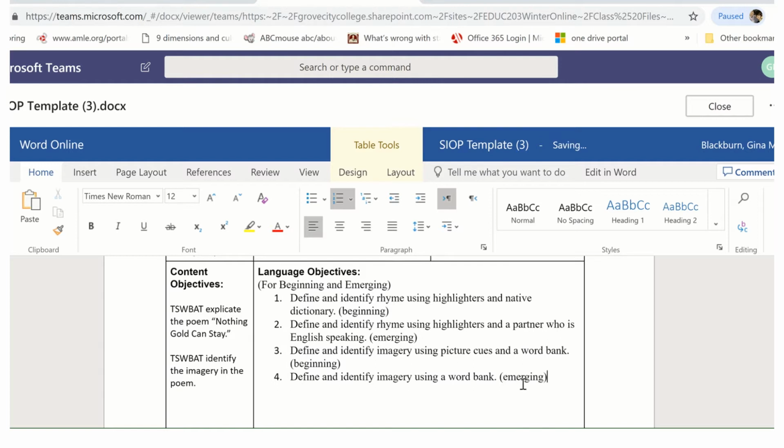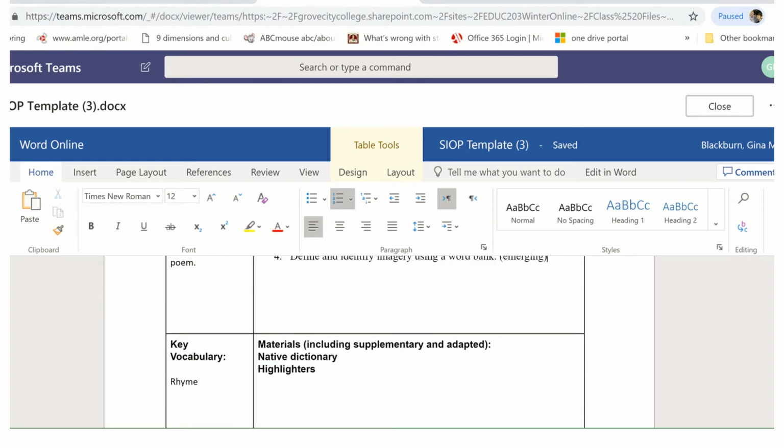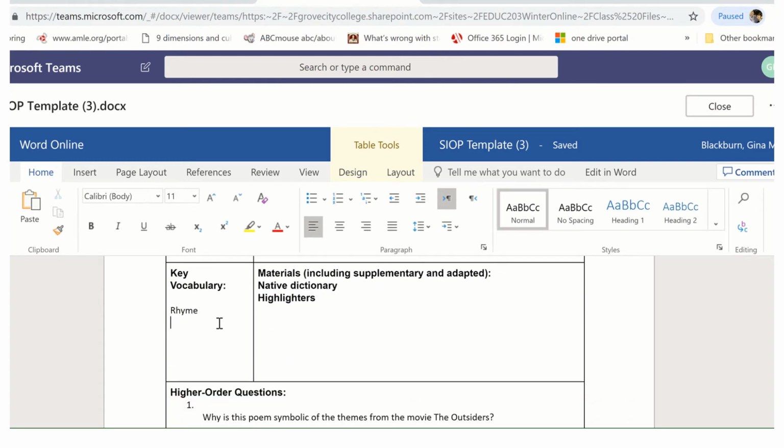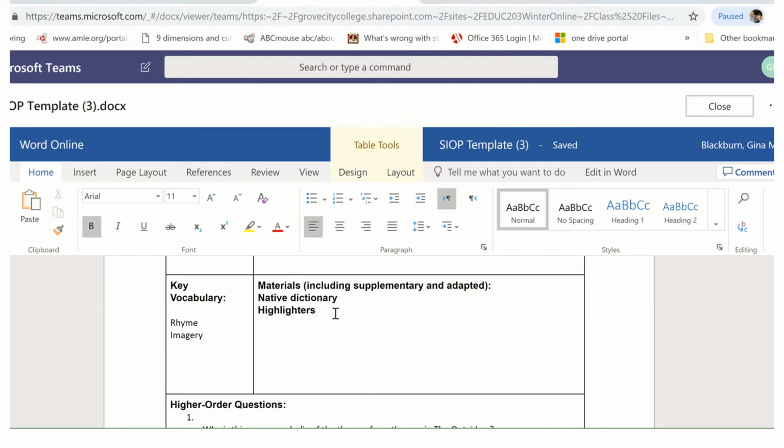And you are going to be writing your lesson plan with the beginning ELL and the emerging ELL, meeting their needs. Okay, so you're assuming that you have a level 1 and a level 2 ELL in your classroom. Here I have key vocabulary, so I'd put in rhyme, and imagery as well. I might also add words from the poem itself that they may not have heard before. Native dictionary, highlighters, picture cues. I'll have to make sure I have those created ahead of time.